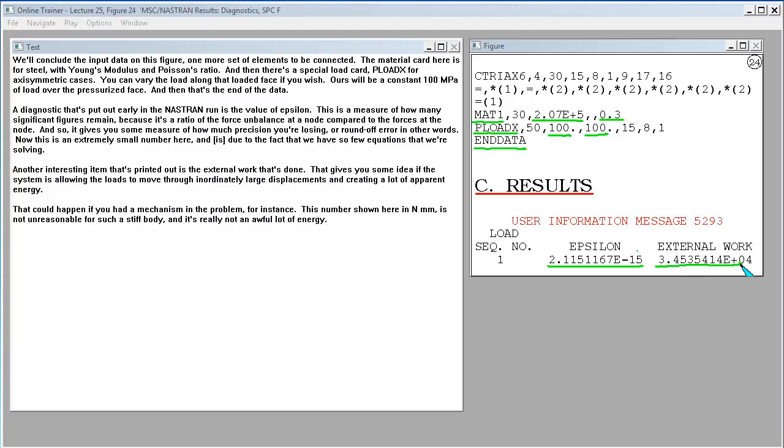That gives you some idea if the system is allowing the loads to move through inordinately large displacements and creating a lot of apparent energy. That could happen if you had a mechanism in the problem, for instance. This number shown here in Newton millimeters is not unreasonable for such a stiff body, and it's really not an awful lot of energy.